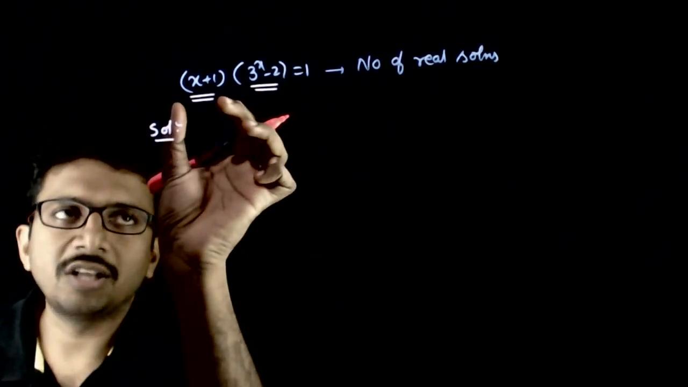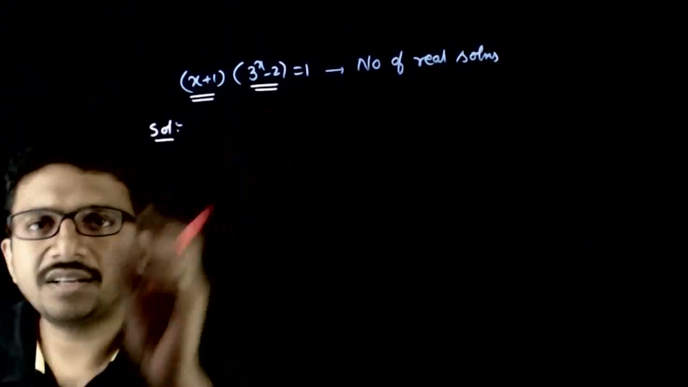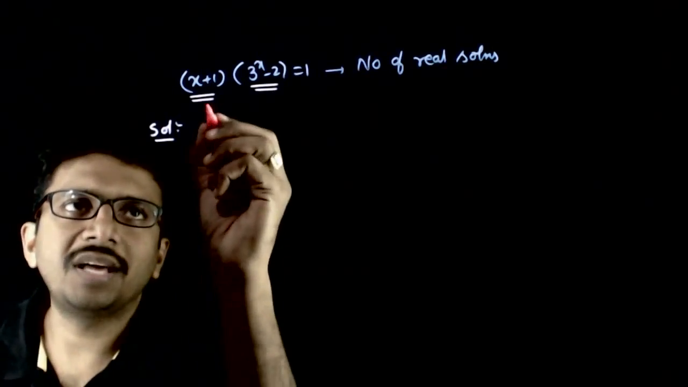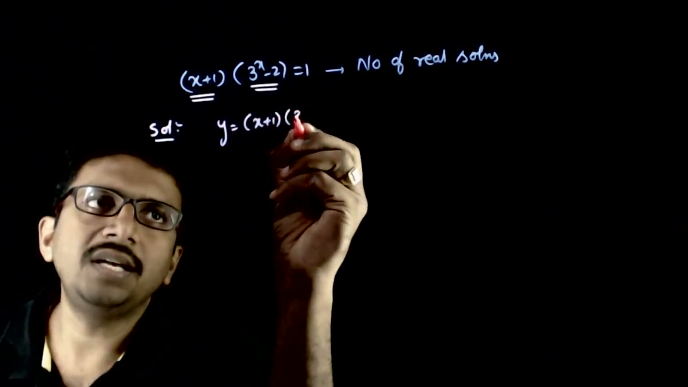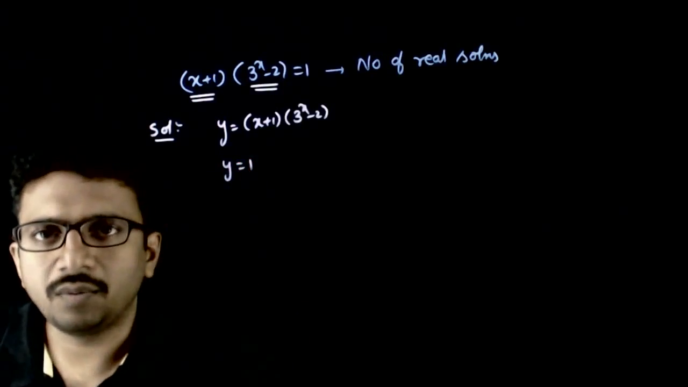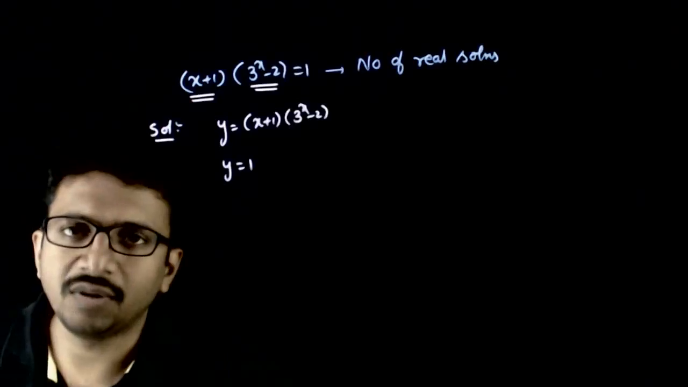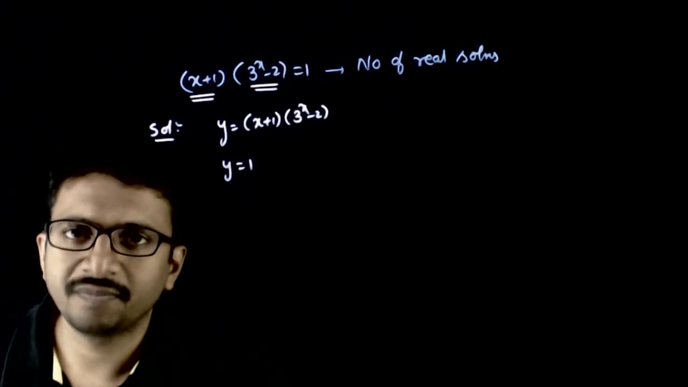It has an algebraic part as well as an exponential part, so you cannot directly solve this question. To solve it, I'll draw the graph of y = (x + 1) · 3^x − 2, and I'll draw the graph of y = 1, and I'll see at which points these two are equal. That means at which points these two graphs are intersecting.